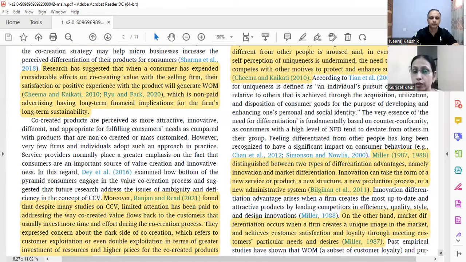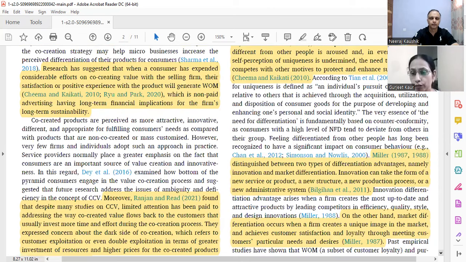Even the Miller distinguished. Now, because I said that we also need to discuss those concepts which we could not state clearly in the introduction, here it is the need for differentiation. Consumers' need for differentiation we have measured through innovation differentiation and market differentiation.